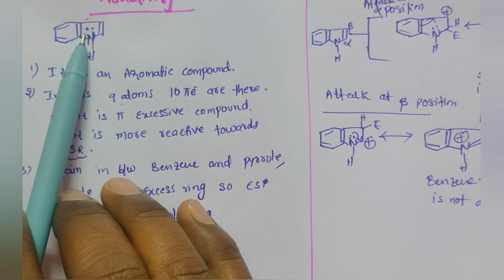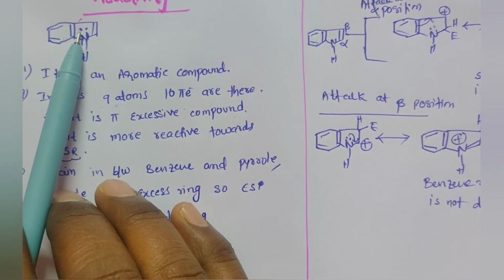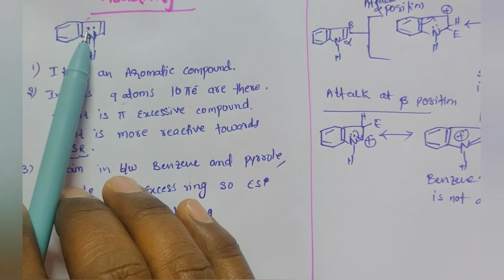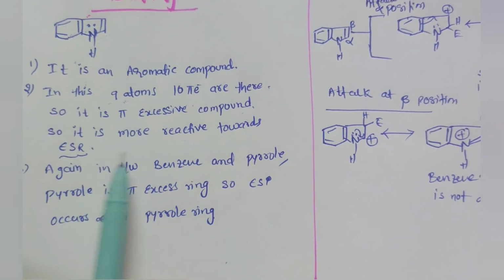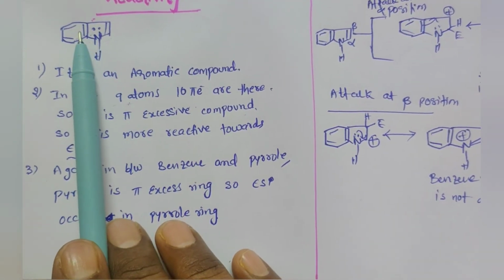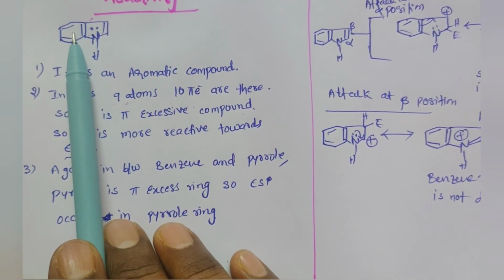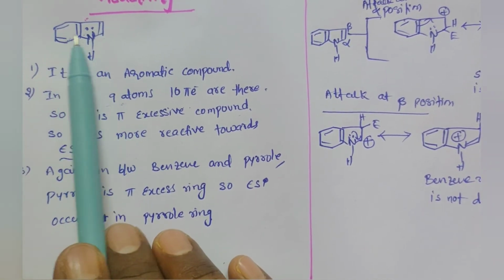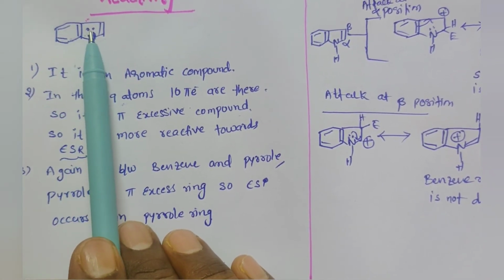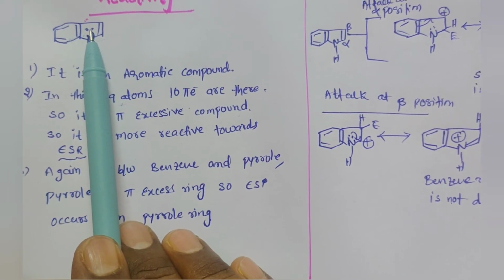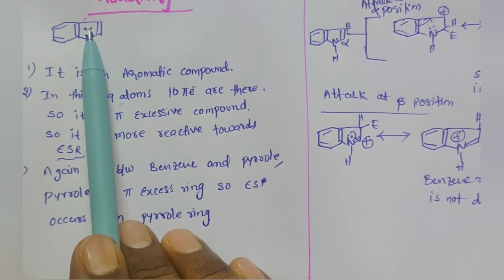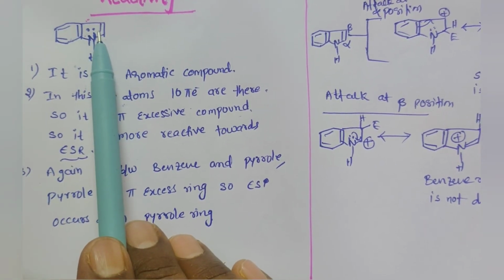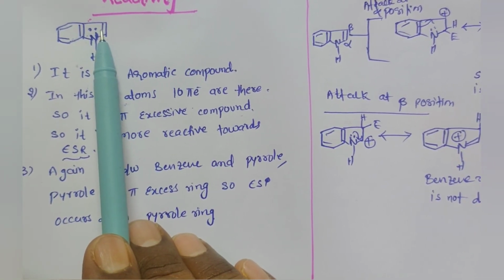That means indole is more reactive than benzene towards electrophilic substitution reactions. Among the benzene and pyrrole rings, pyrrole is more active towards electrophilic substitution reactions, because between these two, pyrrole is the pi-excessive compound.